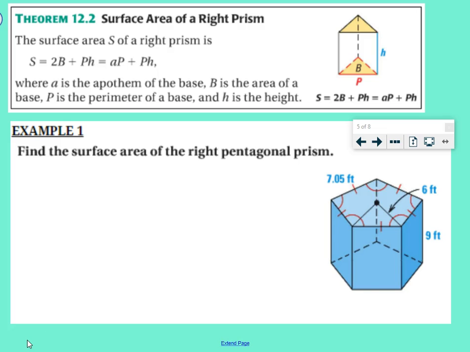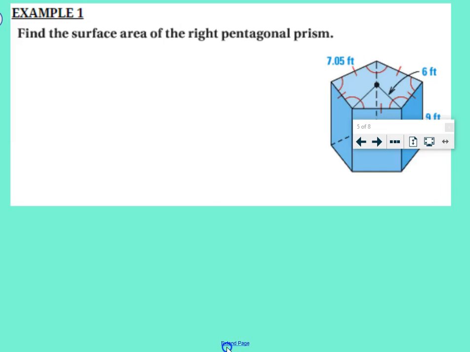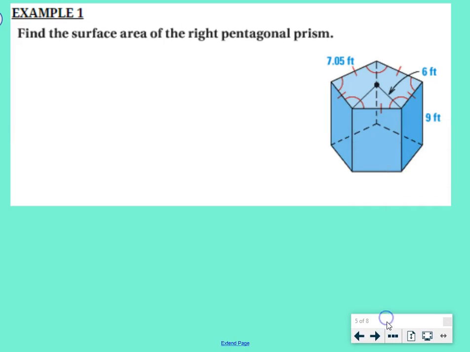How I'm going to teach it is that you're going to draw a net for the figure, and then you're just going to add up all the areas, because that's what surface area is. It's the sum of the area of all the faces. So the first step is we're going to draw a net.